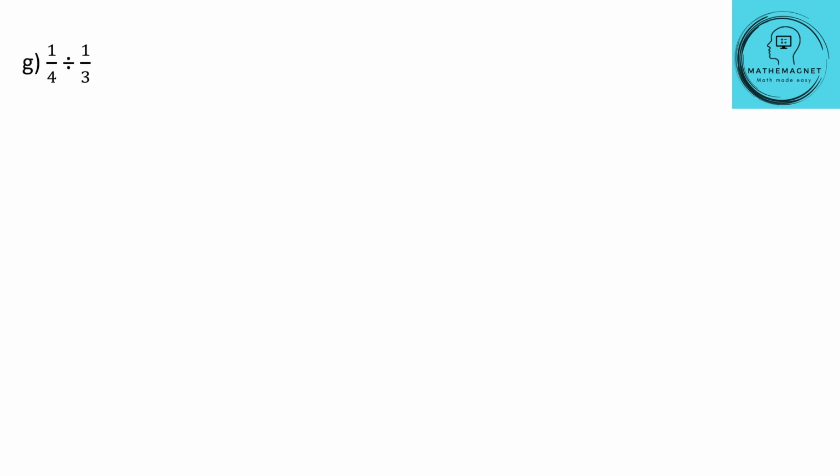The next question G, 1 by 4 divided by 1 by 3. So it becomes 1 by 4 into 3 by 1, which is equal to 3 by 4. Question H, 3 by 5 divided by 7 by 10. It will be rewritten as 3 by 5 into 10 by 7, and 5 and 10 cancel out 2 times. So which will be equal to 3 into 2 by 1 into 7, which is equal to 6 by 7.